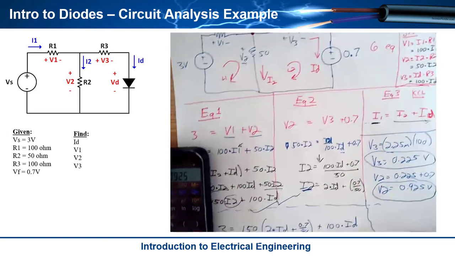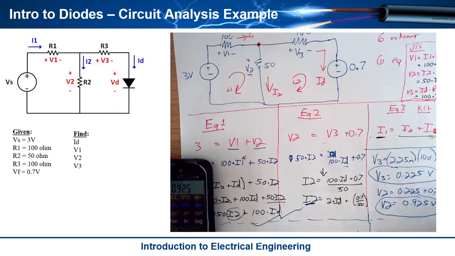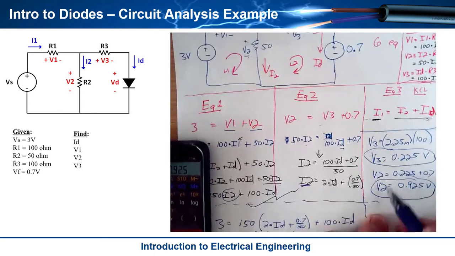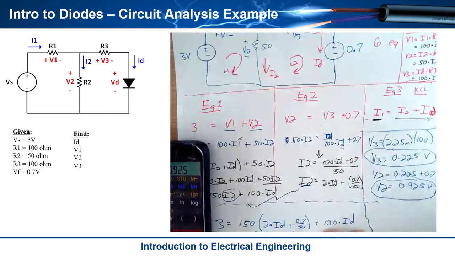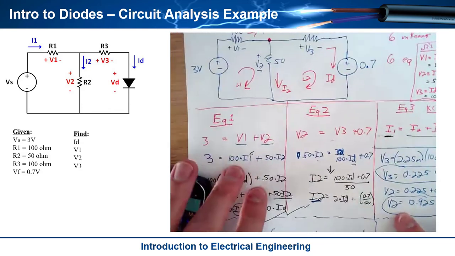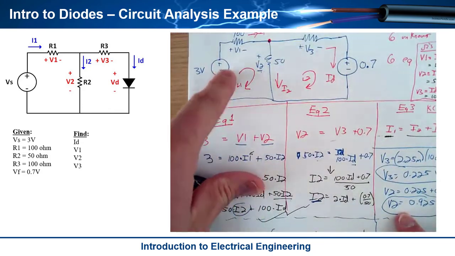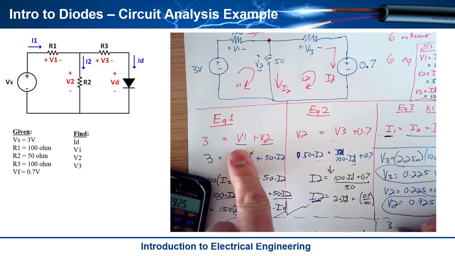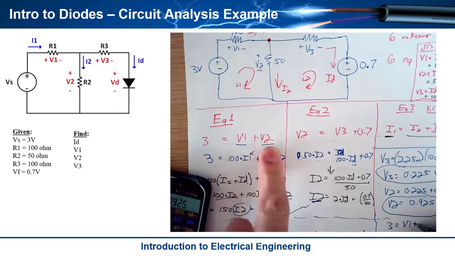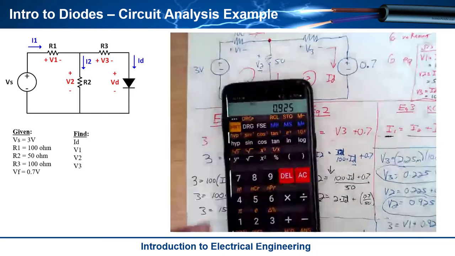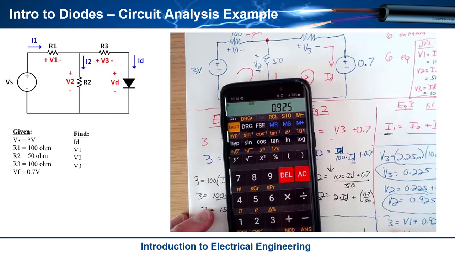Oh, so now I'm sitting here going, this ain't too bad. I was only looking for ID and V1, V2, and V3. So I've got ID, I've got V2, and I've got V3. How do I find V1? Well, look at this one. I've already written KVL around this loop. 3 is equal to V1 plus V2, which is 0.925. Look at this. I just basically subtract 0.925 from 3, and I got it.